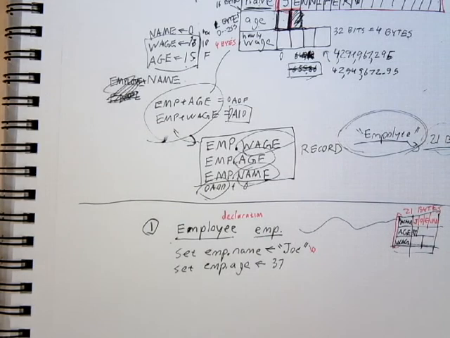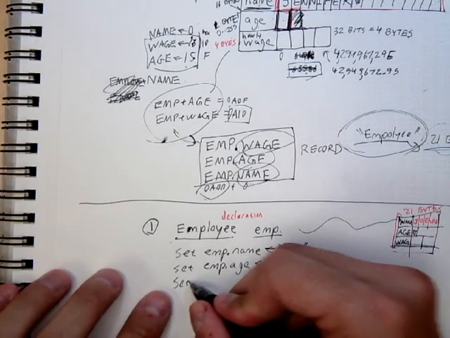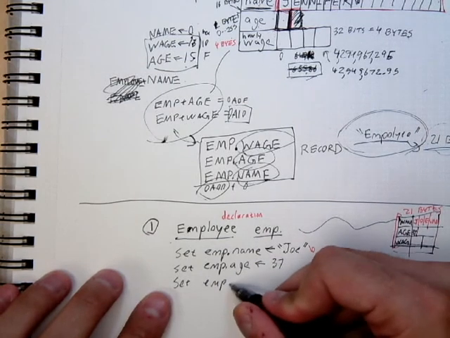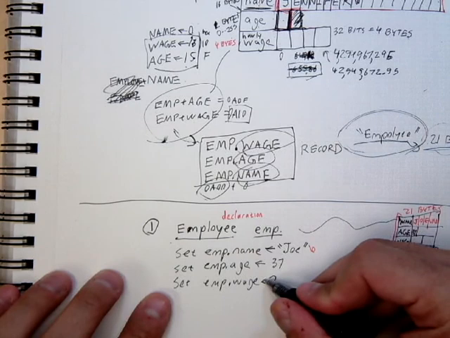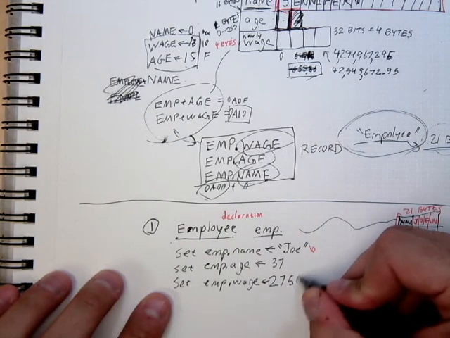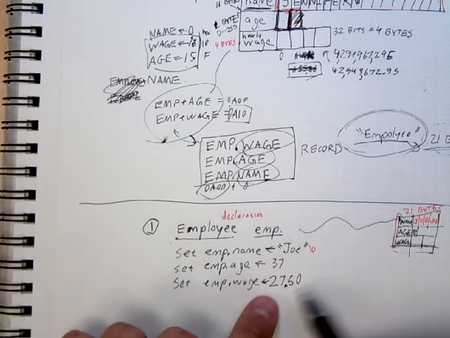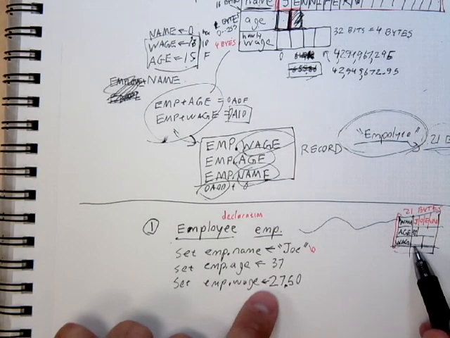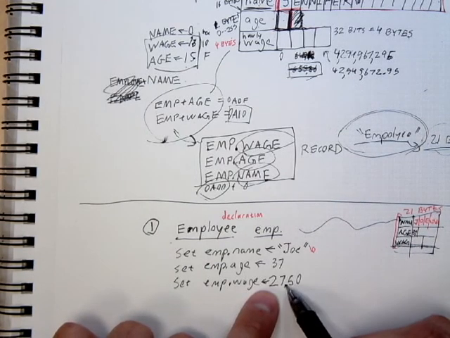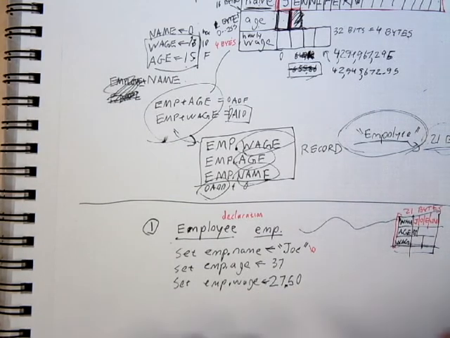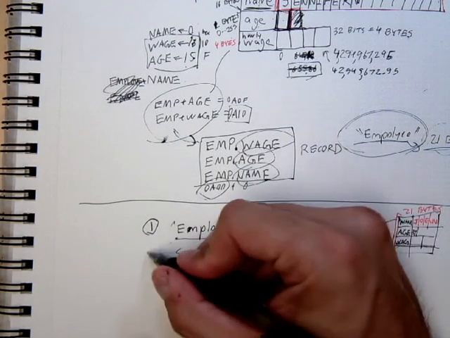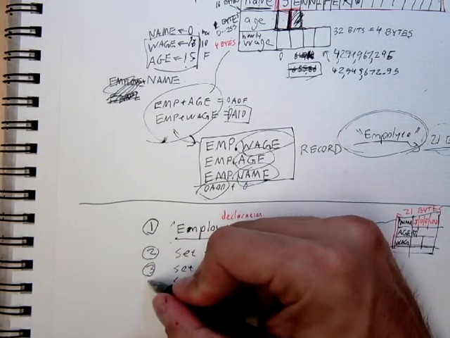the appropriate number of bits. Right? And we can say set emp.wage to 2750. And like I said, we might store the value 2,750 here, but we're understanding that there is a fixed place decimal point there. So this is all you'd have to write in your pseudocode.